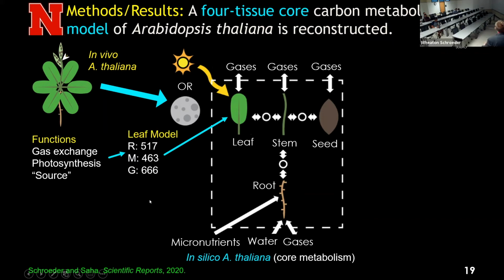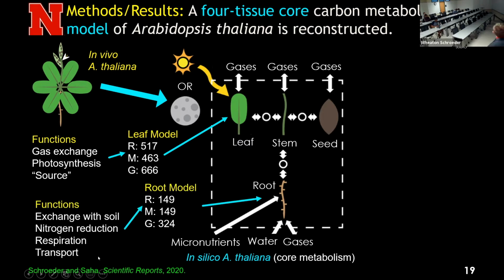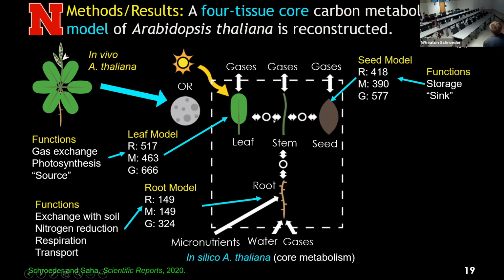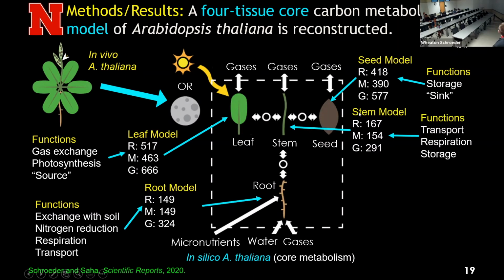So the leaf is about 500 reactions and functions for gas exchange, photosynthesis, and as a source tissue. The root has about 150 reactions and functions for exchange with soil, as well as nitrogen reduction, respiration, and transport. The seed model functions for storage of metabolites, as well as a way to model the cost of reproduction. And finally, the stem model exists to logically link everything together, as well as be a source for transpiration, respiration, and storage.